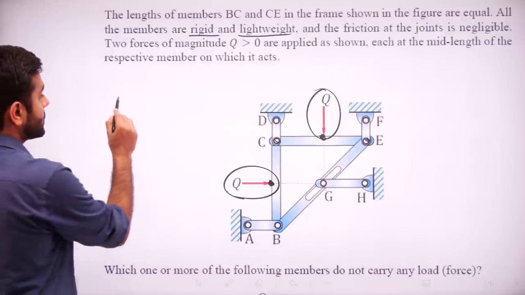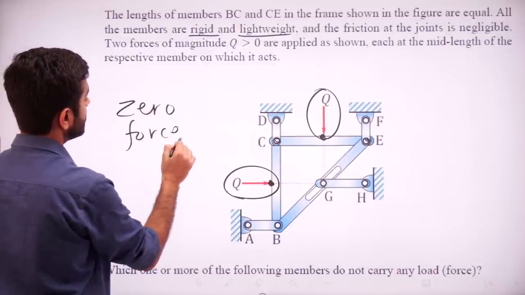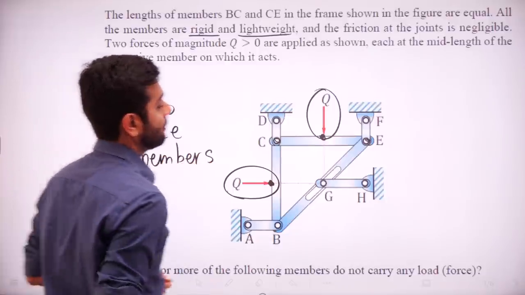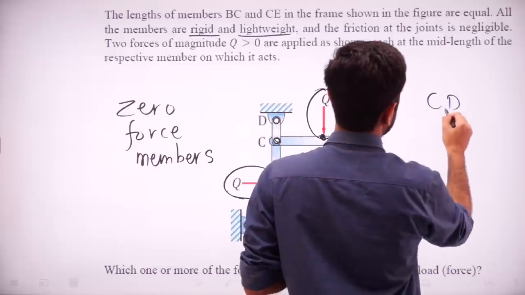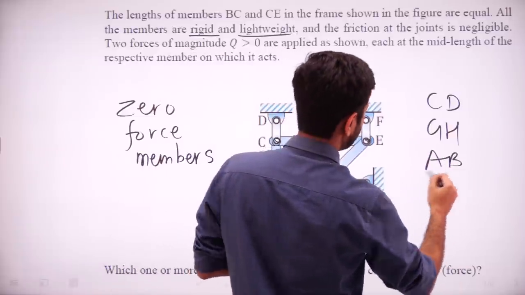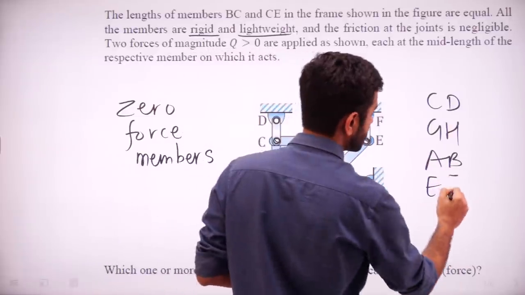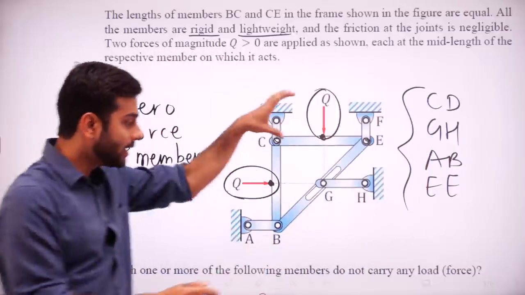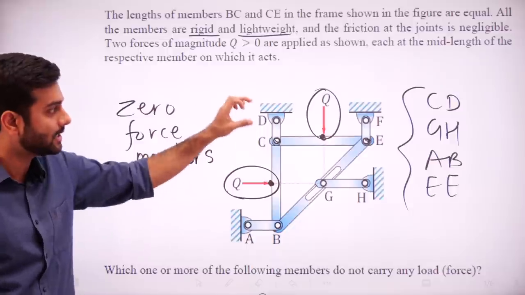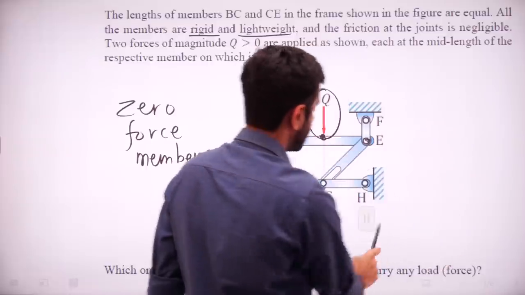So basically, what is the question asking us? It is asking us for zero force members. The question gave you four options. One option was CD, one was GH, one was AB, I think, and one option was EF. Options don't matter here. I'm just going to discuss what the answer is going to be in terms of the members themselves: GH is there, CD is there, EF is there, which of them are zero force members. So we are not going to look at the options here.